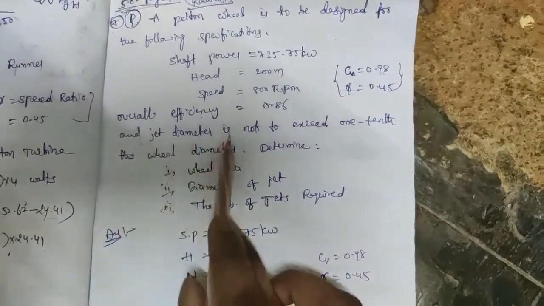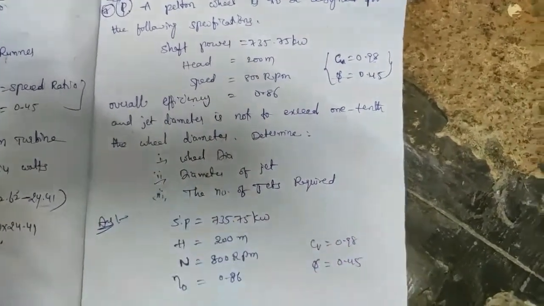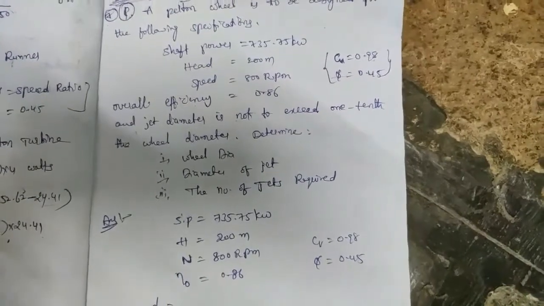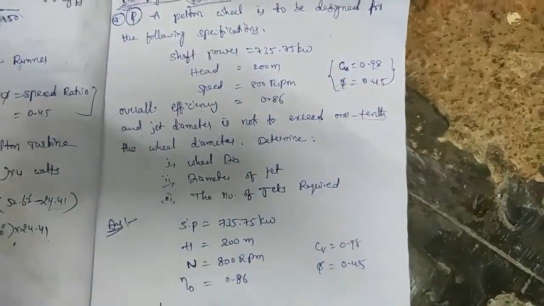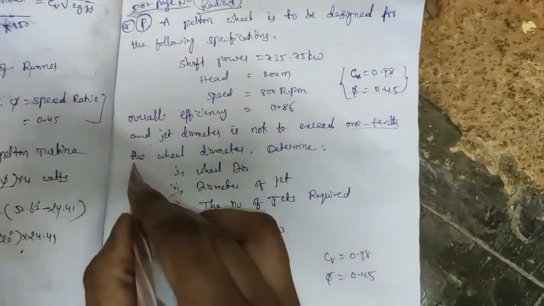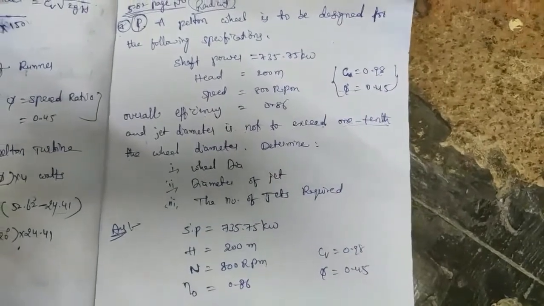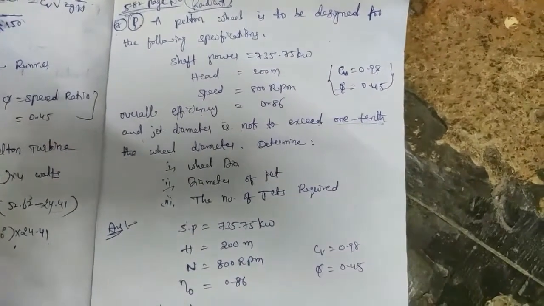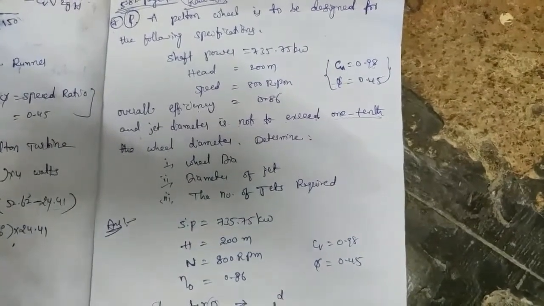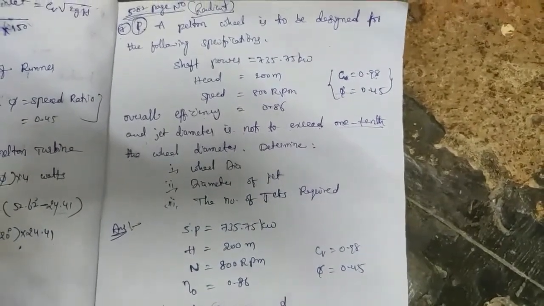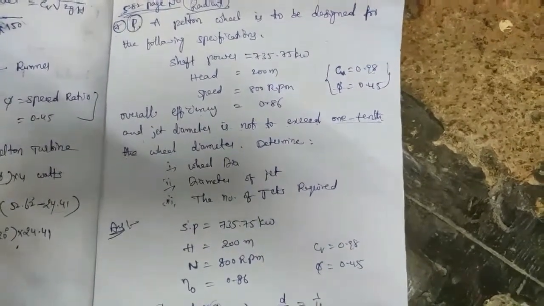And the jet diameter is not to exceed 1/10 the wheel diameter. That means jet diameter small d is not to exceed 1/10 of the wheel diameter. Wheel diameter or runner diameter is capital D, jet diameter is small d. So small d by capital D equals 1/10.